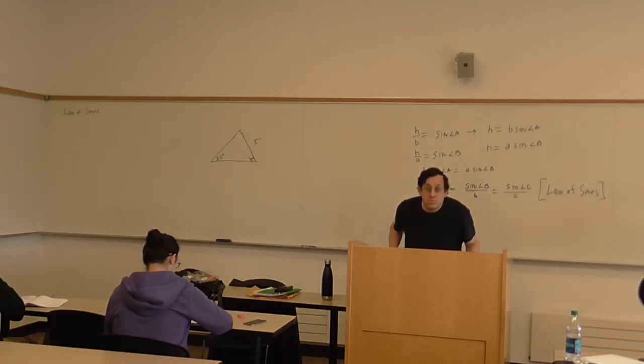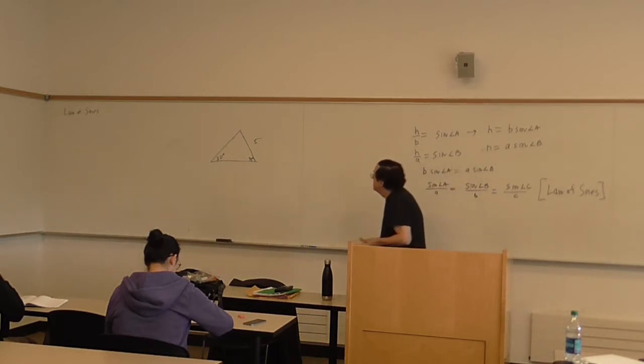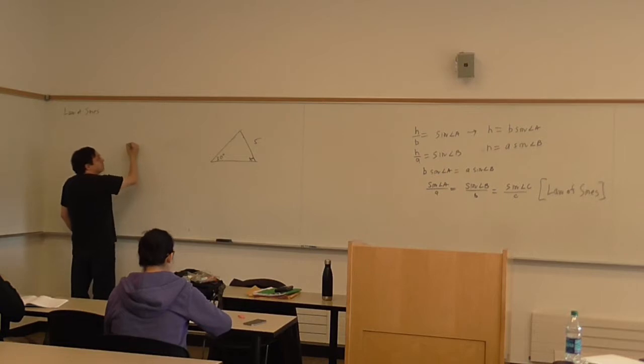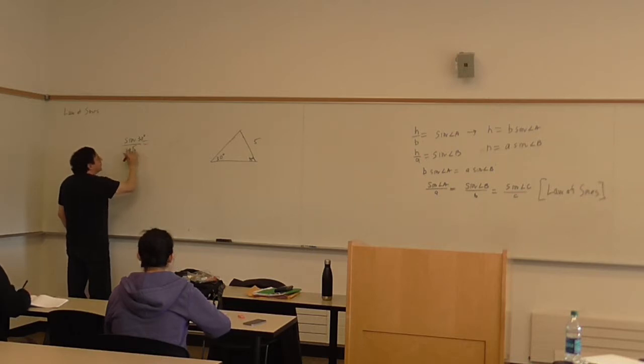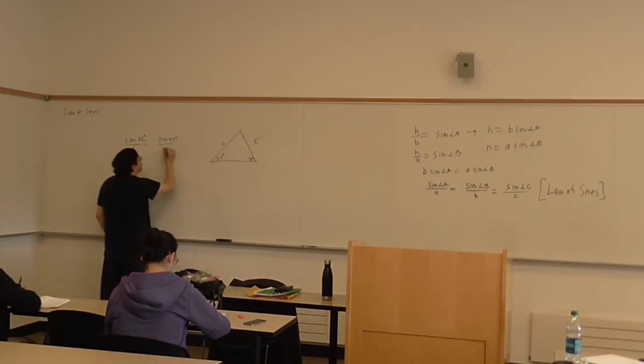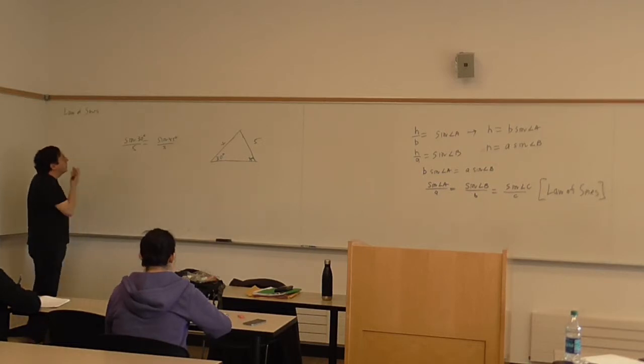Find the sine of 30 degrees over 5 equals sine of 45 over variable. Okay, sine of 30 degrees over 5 equals the sine of 45 degrees over, we'll call this x. Okay.